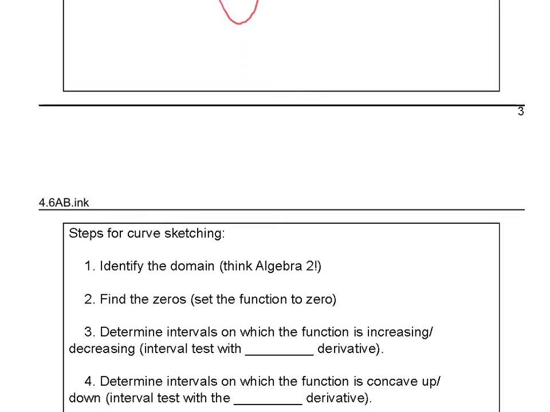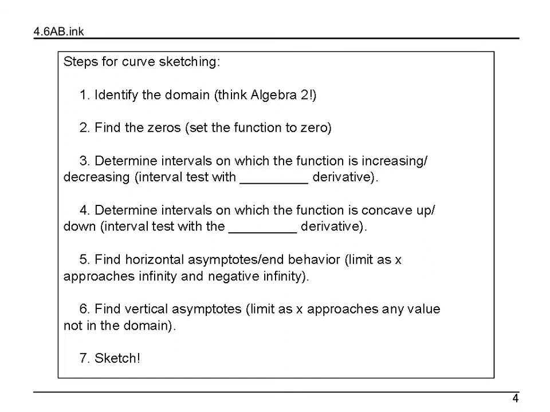So steps for curve sketching. First, you want to identify the domain. So we're just thinking Algebra 2 here. What background information do you have? You want to find the zeros, which means setting the function equal to 0 and solving. Those are our x-intercepts on our original function. You want to determine the intervals on which the function is increasing and decreasing, and you're doing this with interval testing with the first derivative. And then you can determine the intervals on which the function is concave up or concave down, which is interval testing with the second derivative.